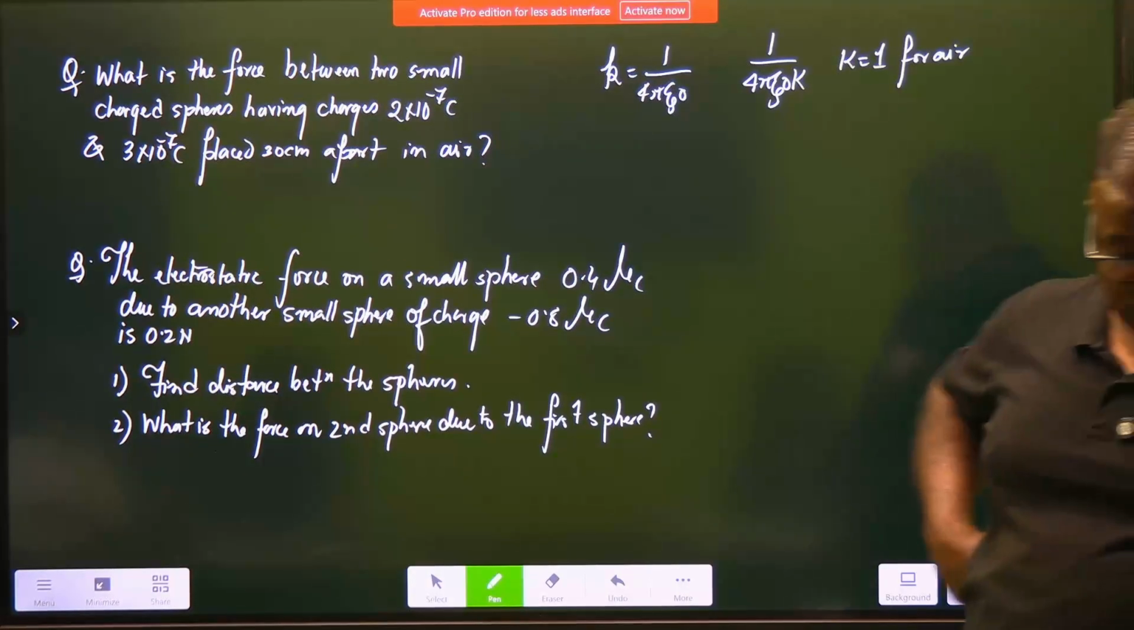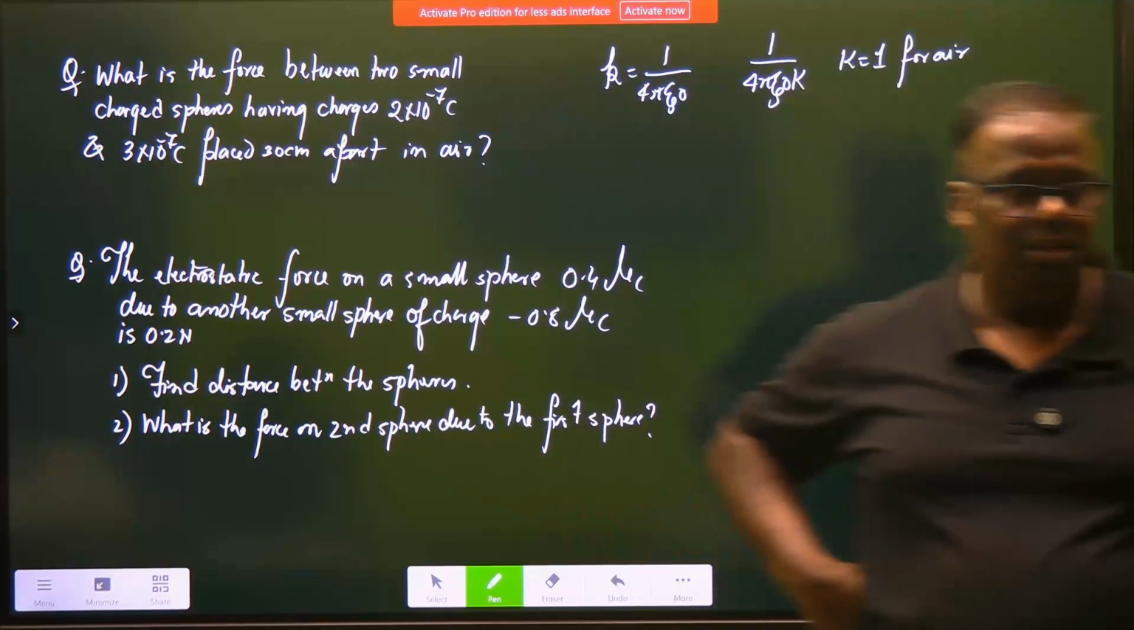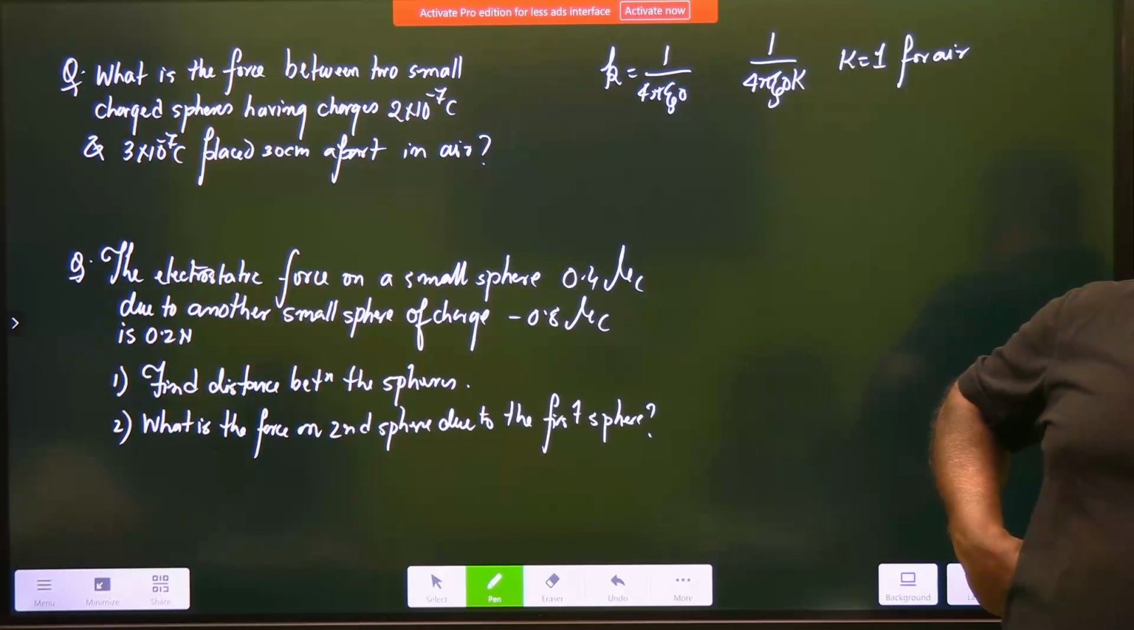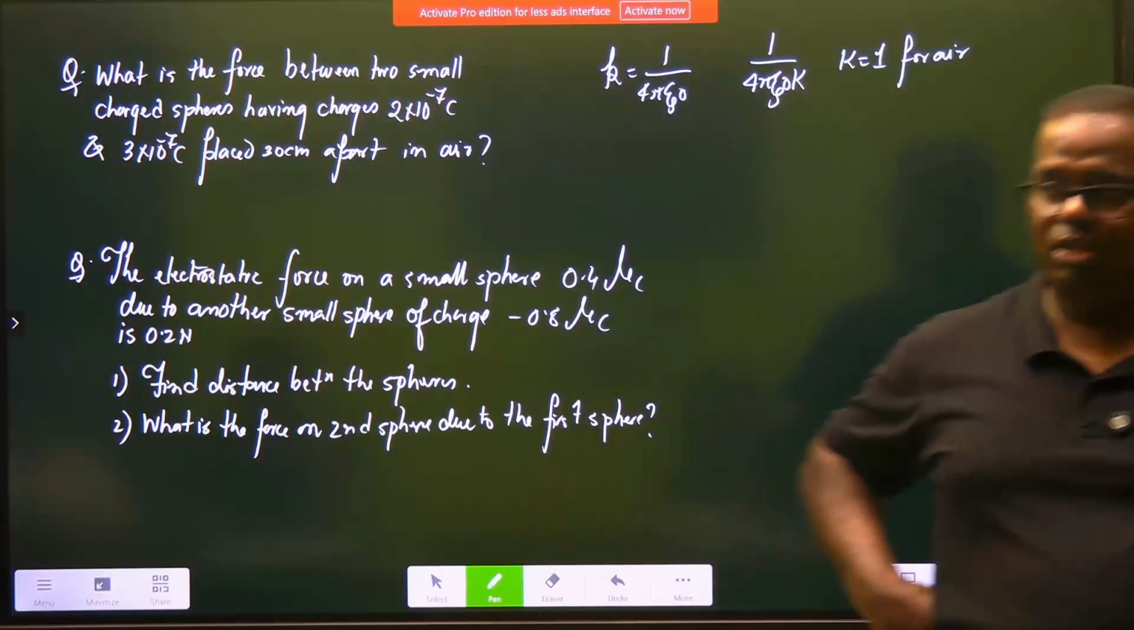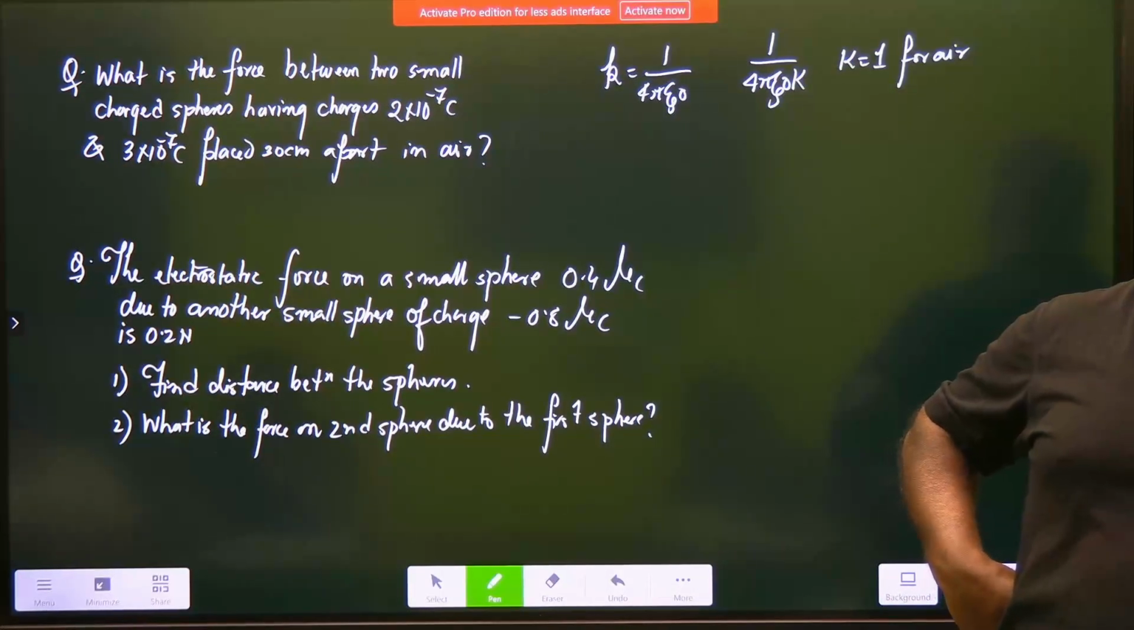What is the answer of the first one? Don't give me all this 1 by and 2 by. Yes, 6 into 10 to the power minus 3 is the correct answer.